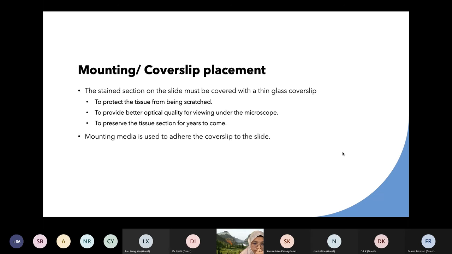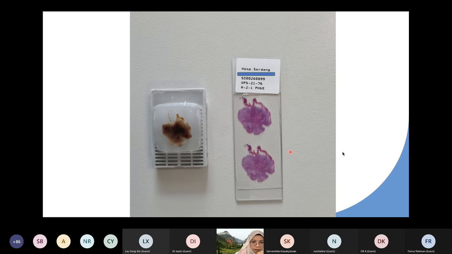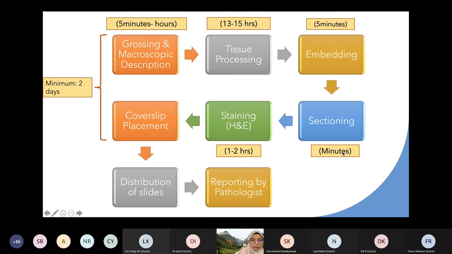How do we do it? We just put some mounting media on the slides and then put the cover slip. It will adhere to the slides. And this is an example of a microscope slide with a tissue section stained and covered with cover slip glass here. It is ready for distribution to the pathologist, and this is the original tissue block. Now this concludes the steps involved in preparing the tissue specimens using paraffin embedded techniques.